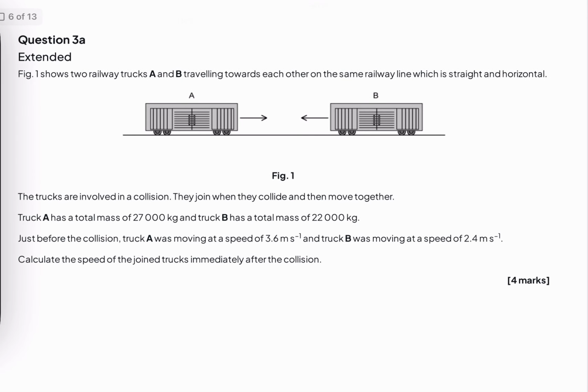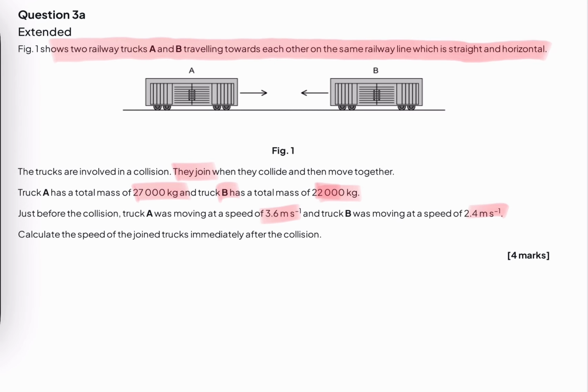Okay, and question 3a shows two railway trucks A and B traveling toward each other on the same railway line, which is straight and horizontal. The trucks are involved in a collision. They join when they collide and move together. Okay, after collision they are moving together. Mass of truck A is given, mass of truck B is also given, and before colliding their speeds are also given. We have to calculate the speed of the joint train immediately after the collision.